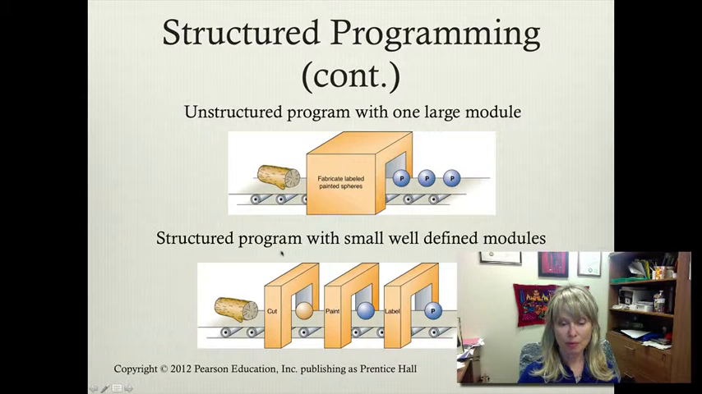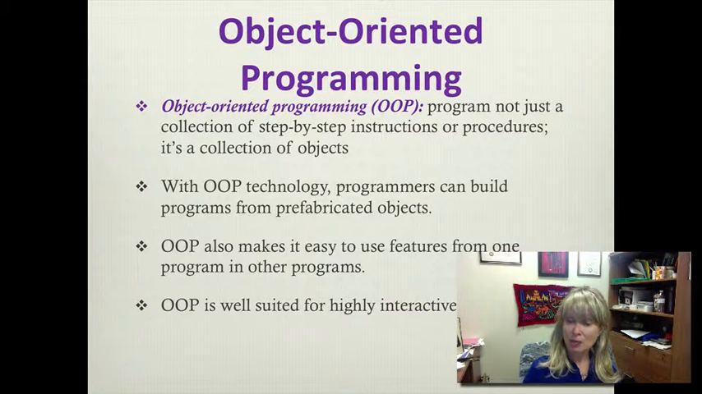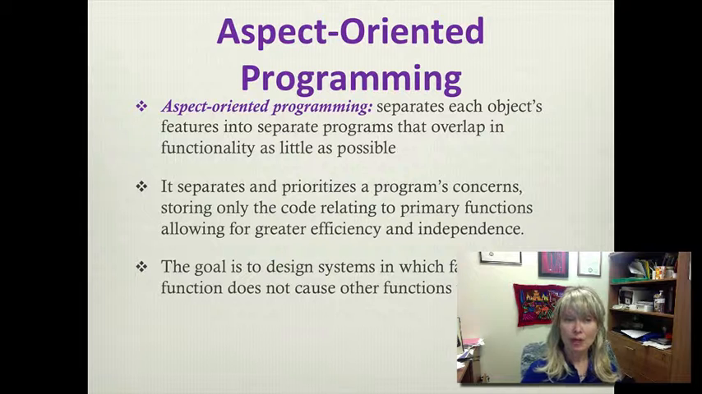So an object-oriented program is not just a collection of step-by-step instructions, but it's a collection of objects. So what does that mean? What's an object? So objects are things, not just text. They can be audio files, digital files, pictures, all different types of media. And they allow for interactive types of programs. And we see more and more of those now.